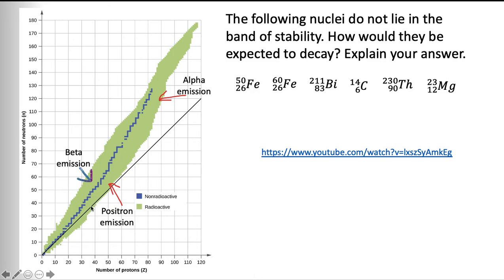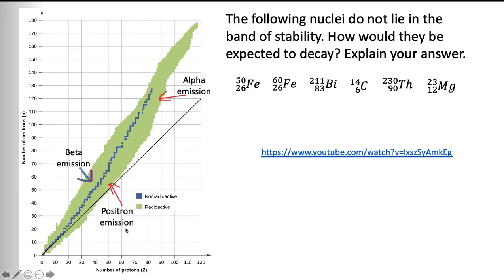Those isotopes that fall below this blue line have a larger number of protons. If you think about it, down here they're closer to the protons, so they have more protons than neutrons. Here, they're closer to the neutrons, so they have a larger neutron number than proton number. But those isotopes that fall below this line have a larger number of protons than neutrons. Therefore, they need to reduce the number of protons, and they can do that by positron emission.